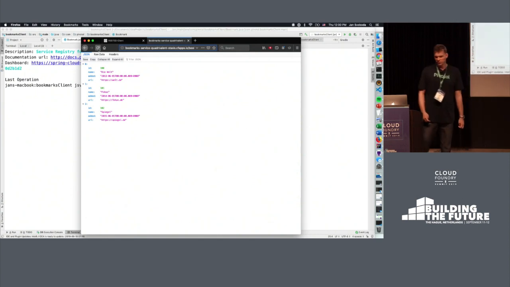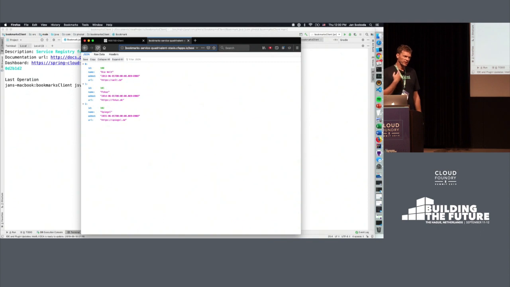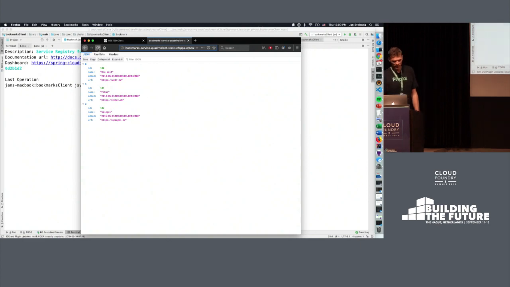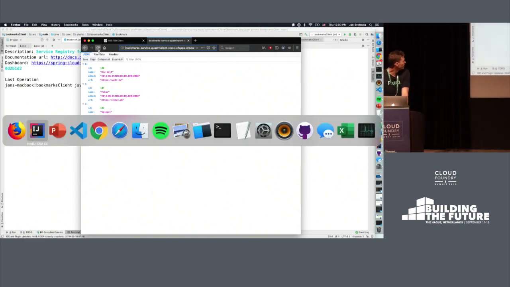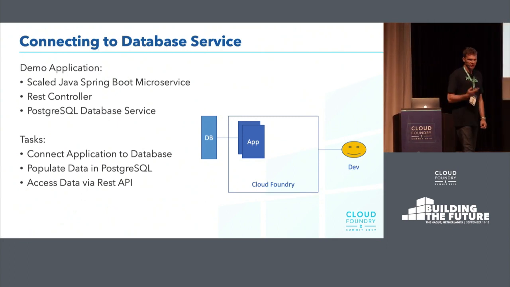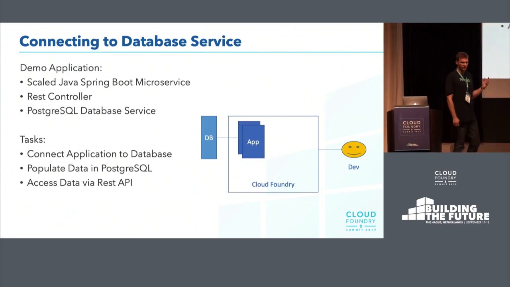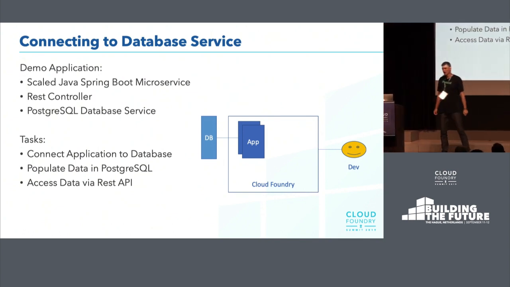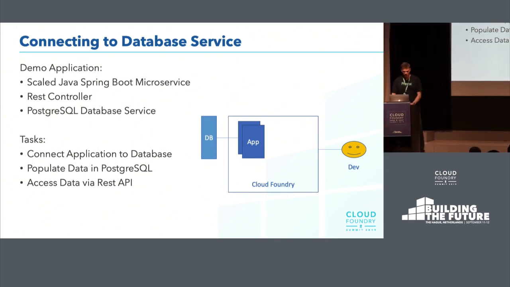So what I want to demonstrate now is connecting my service to a real database. I don't want this connected to the in-memory database, but I will have my application connected to the Postgres database. So this is what I want to demonstrate, that I have two application instances connected to the real Postgres database.